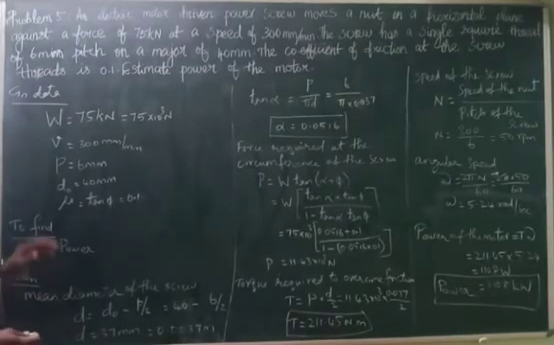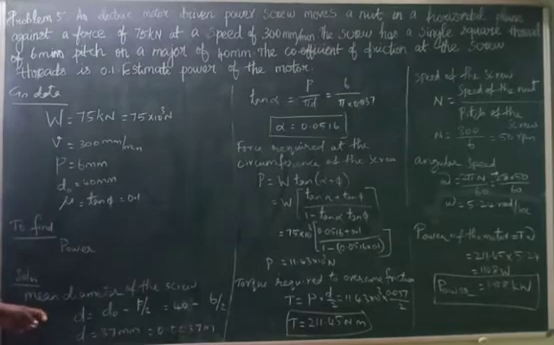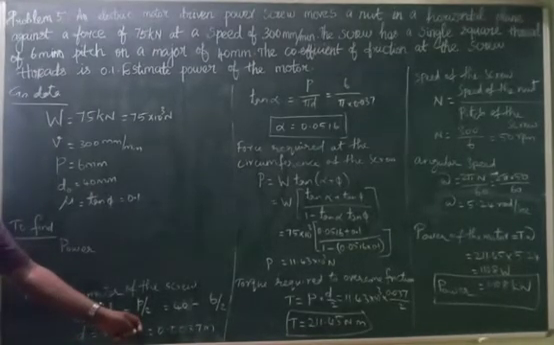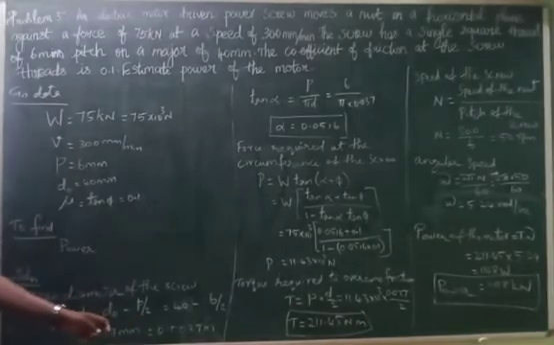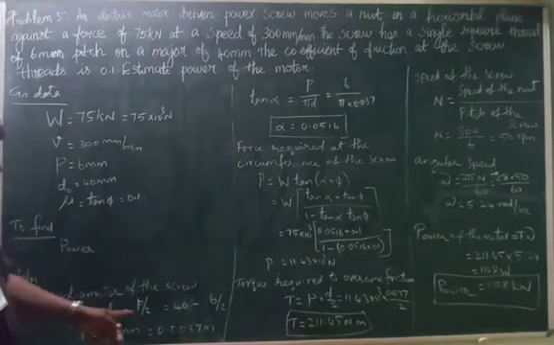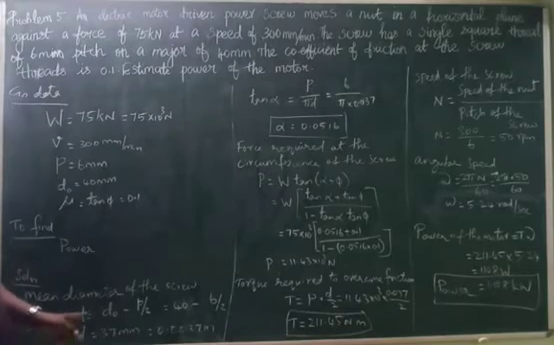So we first need to find the mean diameter of the screw. That is d equals d naught minus p by 2, where p is the pitch and d naught is the major diameter. We know both values, so we can substitute them and find the mean diameter of the screw. The value will be 37 mm.